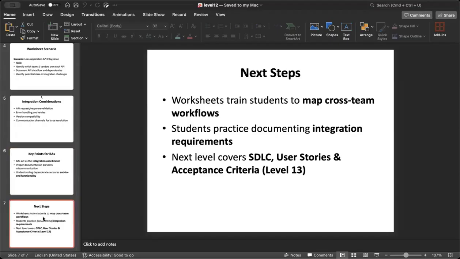So your next step: this worksheet trains you to map cross-team workflows. You practice documenting integration requirements clearly and logically. In the next level, we'll move deeper into SDLC, user stories, and acceptance criteria in level 13.